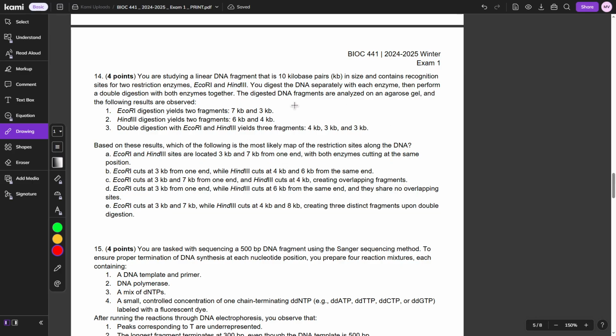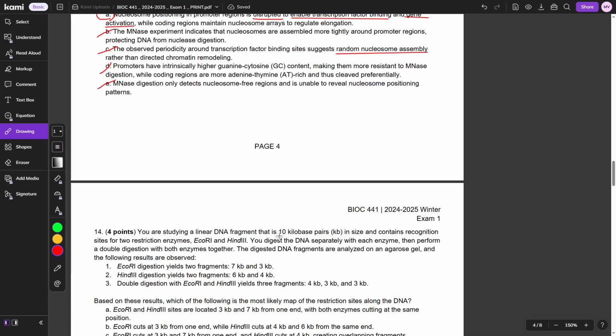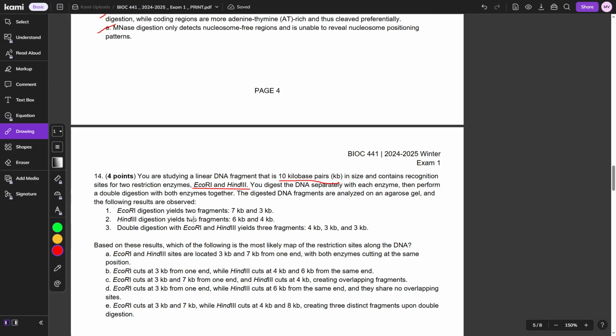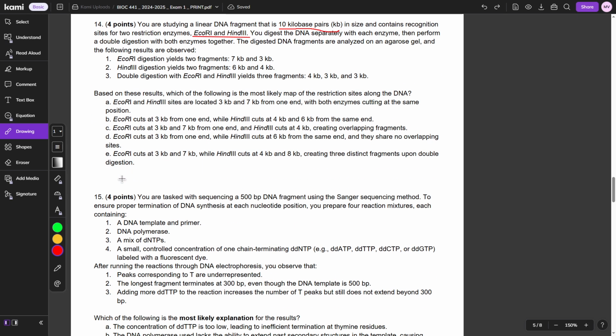All right. Question 14. You're studying a linear DNA fragment that is 10 kilobase pairs, okay? And it contains recognition sites for 2 restriction enzymes, EcoRI and HindIII. You digest it separately with each enzyme, then perform a double digestion with both enzymes together. The digested fragments are analyzed on an agarose gel, and the following are observed. So, EcoRI yields 2 fragments. I'm just going to draw some lines here to try and remember each one. So, EcoRI and HindIII is 6 and 4. And then a double digestion is that.